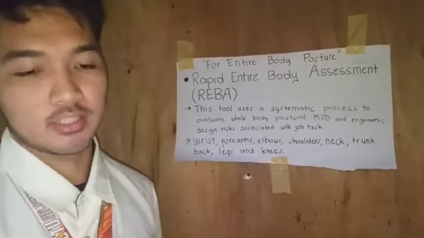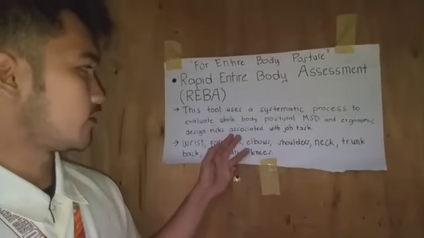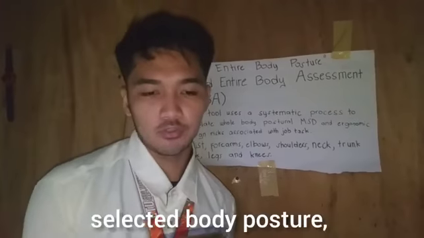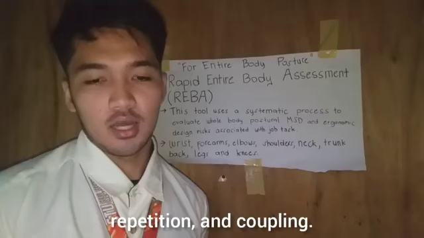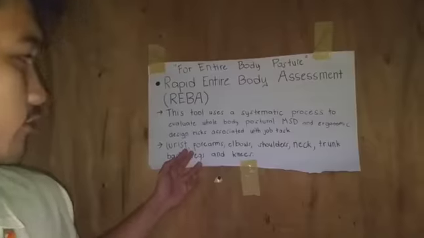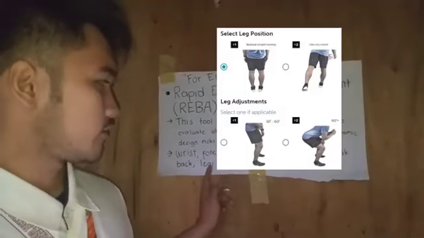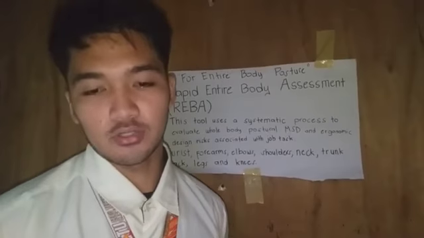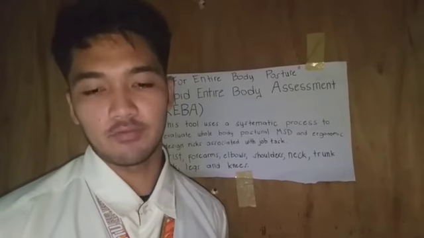This tool uses a systematic process to evaluate whole body postural MSD and ergonomic design risks associated with job tasks. A single page form is used to evaluate required body posture, forceful exertion, type of movement or action, repetition, and coupling. A score is assigned for each of the following body regions: wrist, forearms, elbows, shoulders, neck, trunk, back, legs, and knees. After the data for each region is collected and scored, tables on the form are then used to compile the risk factor variables, generating a single score that represents the level of MSD risk.